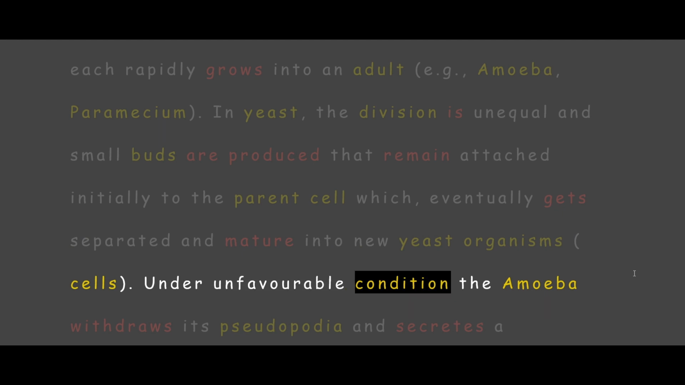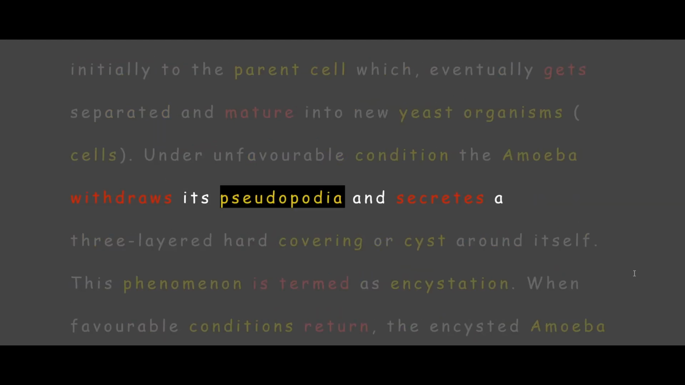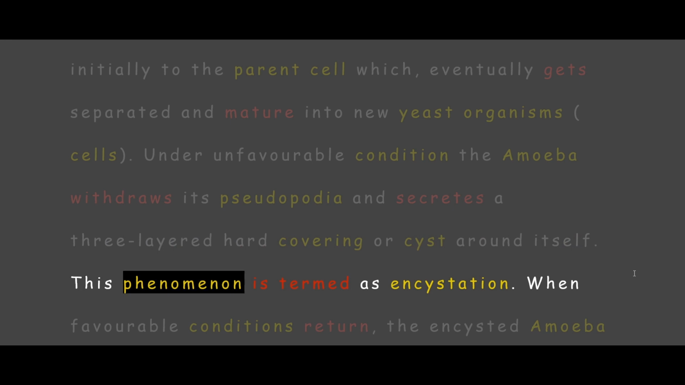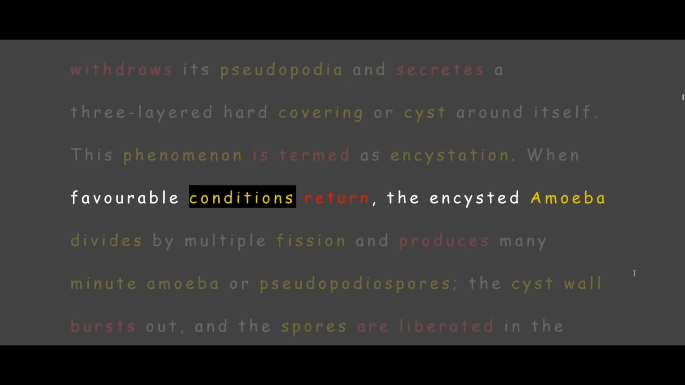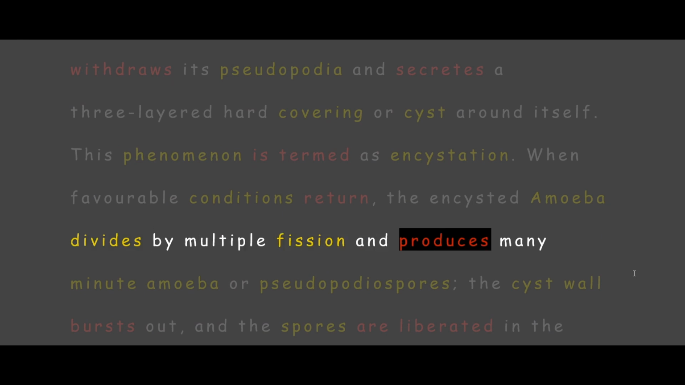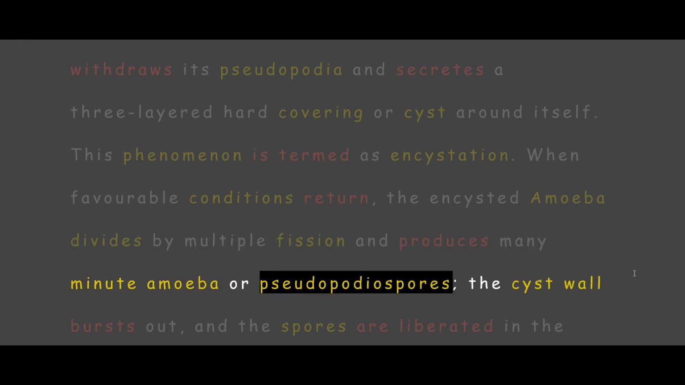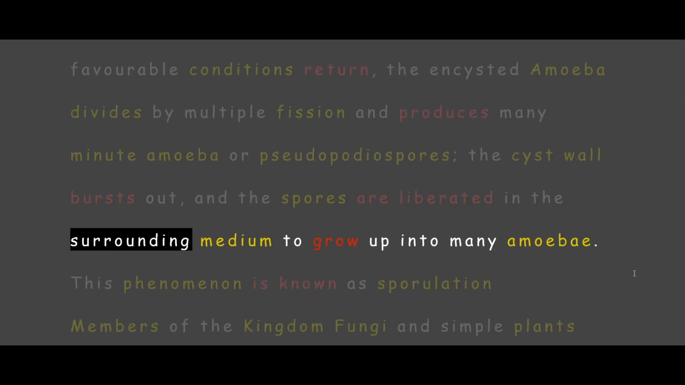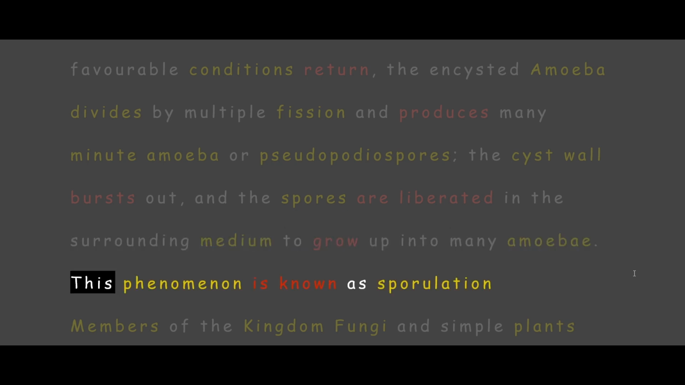Under unfavorable conditions, the amoeba withdraws its pseudopodia and secretes a three-layered hard covering, or cyst, around itself. This phenomenon is termed as encystation. But when favorable conditions return, the encysted amoeba divides by multiple fission and produces many minute amoebae, or pseudopodiospores. The cyst wall bursts out, and the spores are liberated in the surrounding medium to grow up into many amoebae. This phenomenon is known as sporulation.